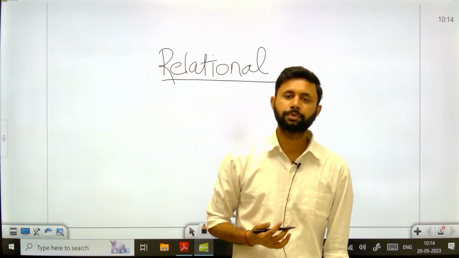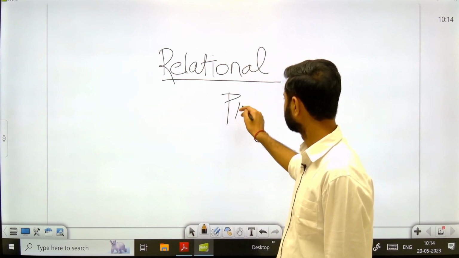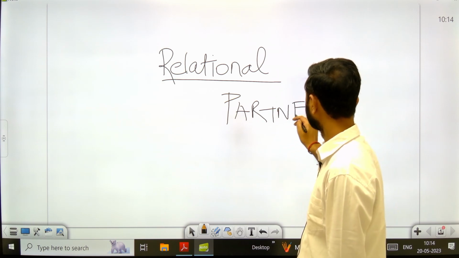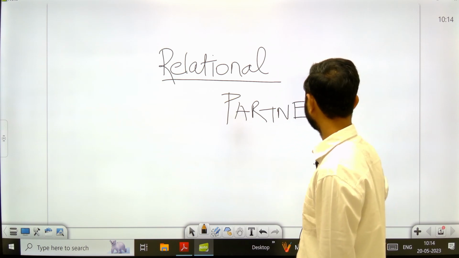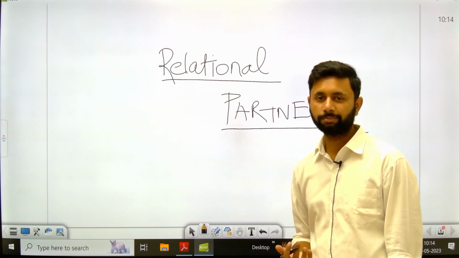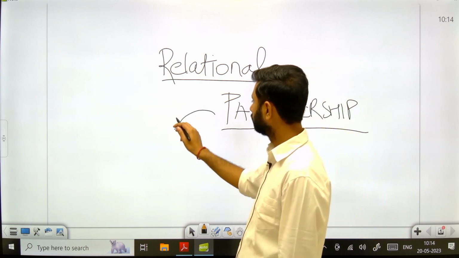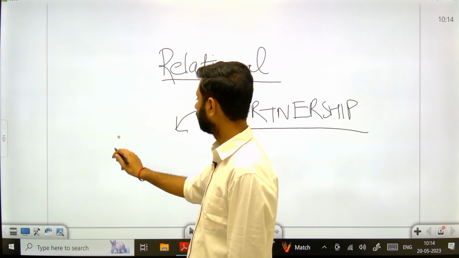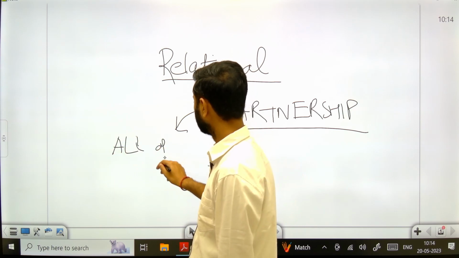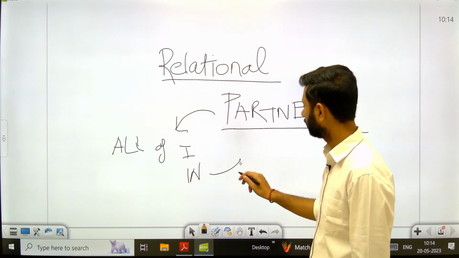Relational relationship, also known as partnership. When you become a partner to any company, when you come in partnership with any individual to start a joint venture, you promise to give all your intentions, work towards the benefit of the company.